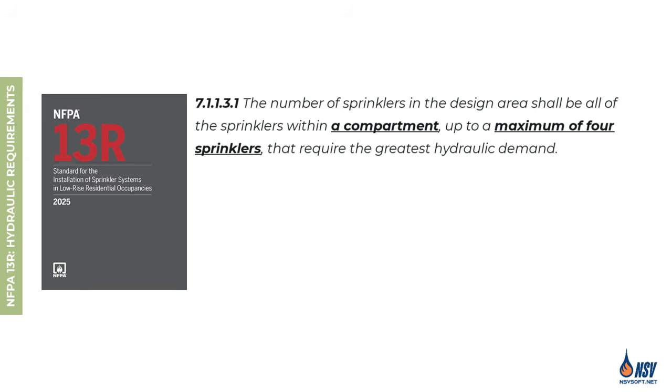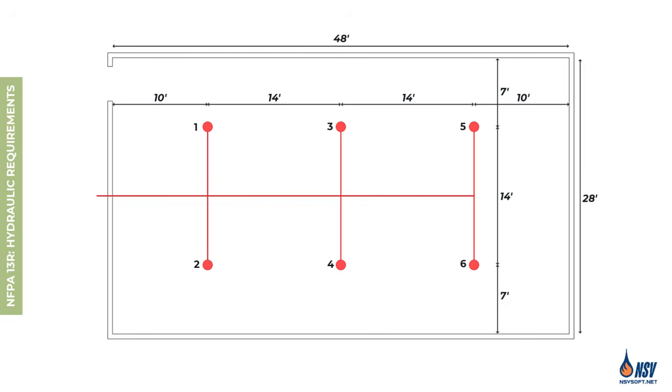For hydraulic calculations, the design area includes all sprinklers within a compartment, up to a maximum of 4, that create the greatest hydraulic demand. When selecting the 4 sprinklers, it should be noted that they must be adjacent to each other. In a large compartment with more than 4 sprinklers, it is not necessary to pick the 4 most demanding sprinklers regardless of location. Instead, the 4 sprinklers that are adjacent to each other and together make up the most demanding combination of 4 adjacent sprinklers are chosen.